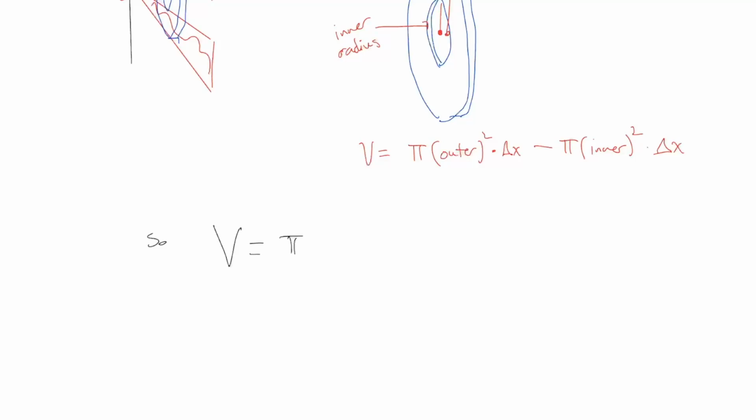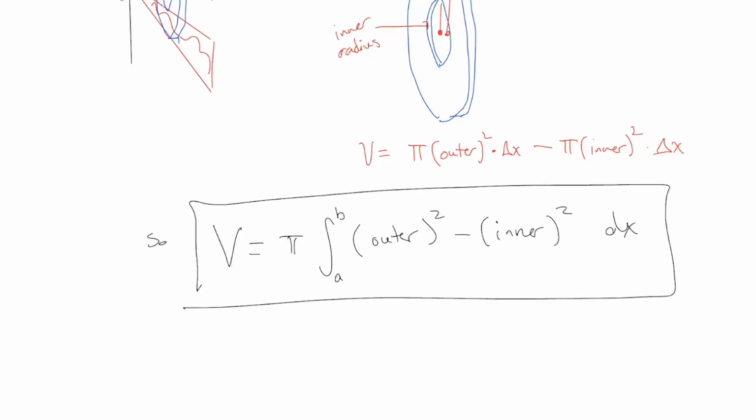And here is our formula. I'm going to put a and b as usual. And basically it's outer squared minus inner squared dx. It comes from what I wrote there in red if you just factor the pi out of everything and then turn those delta x's into integrals with a dx. And this is the formula for volumes using washers. And this business about the outer and the inner can be a little confusing sometimes, so we're going to do a bunch of examples like this.